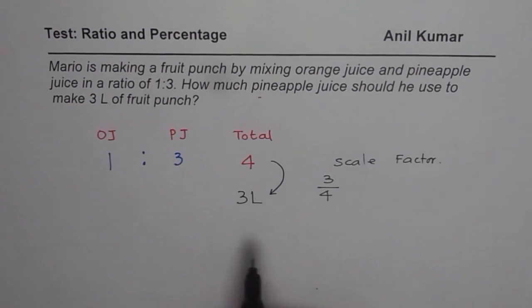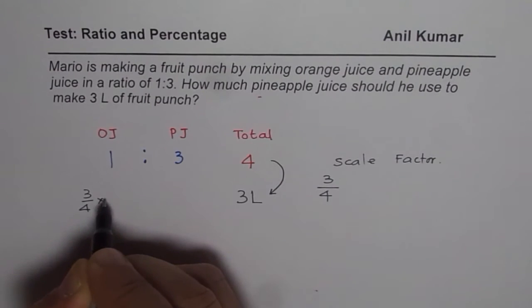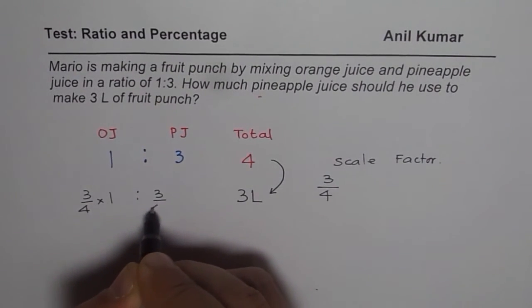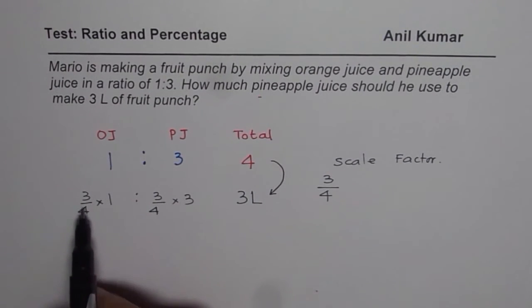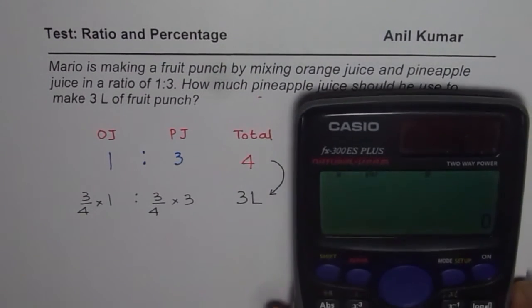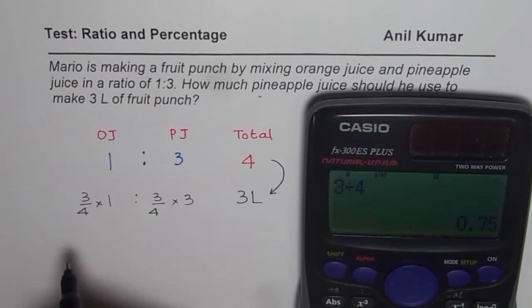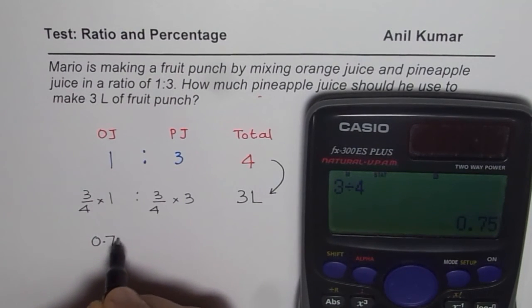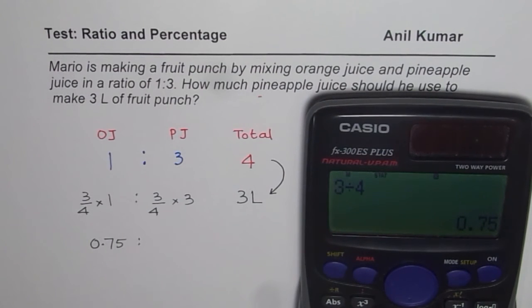So when you do that, what do you get? 3/4 times 1 is to 3/4 times 3. When you multiply 3/4 times 1, you get 3/4. You can write it in decimals also. So when you do 3 divided by 4, you get 0.75. So this value is 0.75 for the orange juice. For the pineapple juice, it is 3 divided by 4 times 3, so it is 2.25.